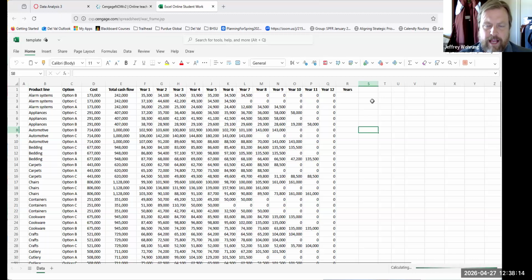So remember in the last one, we looked at the net present value of all of our future inflows versus our total cash outflow. This one is very similar. We have different products, product lines, options. We have the cost of each option and the total cash outflow, and then we have the cash inflows each year. But instead of using the net present value of the future cash inflows, we're just looking at how long it takes to get our cash back. So the number of years to get our cash back.